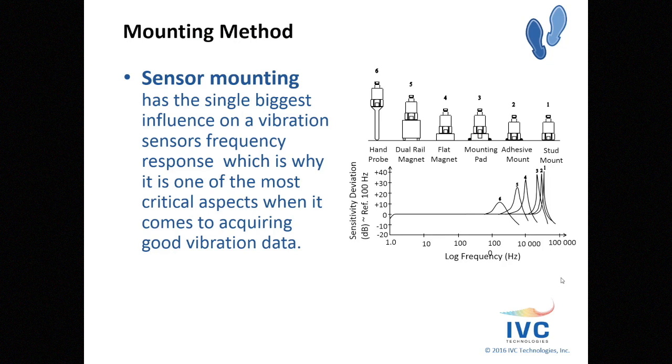Another important step, mounting method. Sensor mounting has the single biggest influence on vibration sensor frequency response, which is one of the most critical aspects when it comes to acquiring good vibration data. Here you can see a standard plot where as you move from stud mount to adhesive mount, mounting pad, flat magnet, dual rail magnet down to hand probe, you're gradually losing more and more of your linear frequency range, which is the data that you're going to be using to do the analysis.